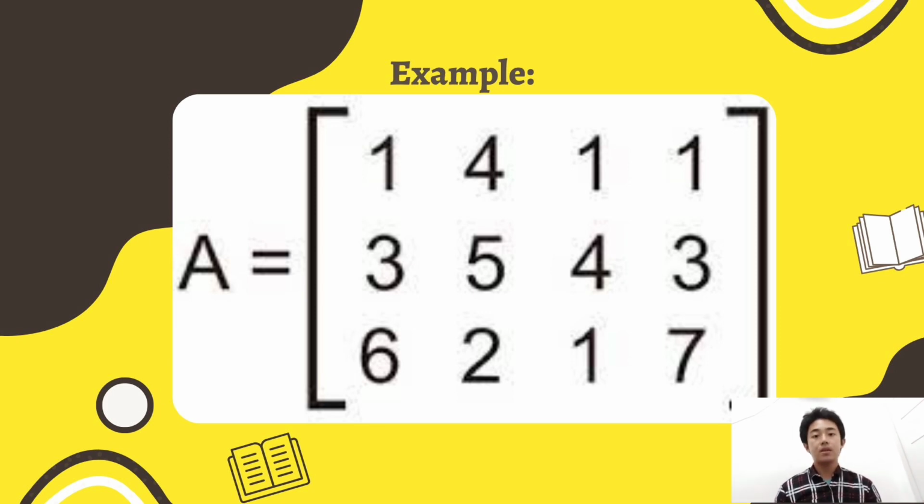Let us try again. The first column, the third row. Can you guess the number? Yes, it is 6. And let's get on to the next one.